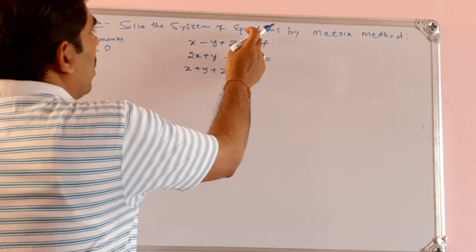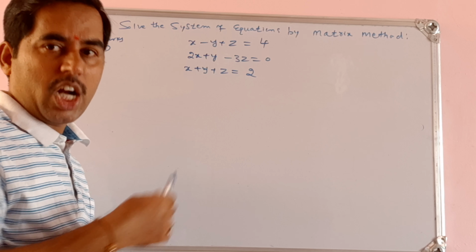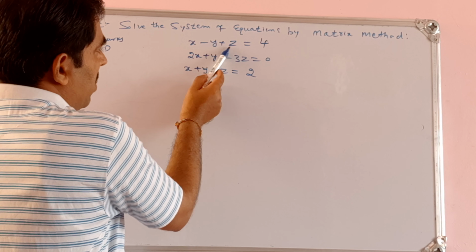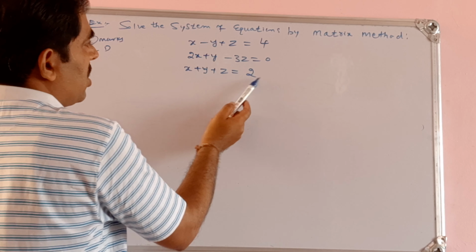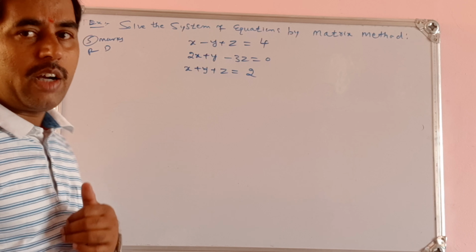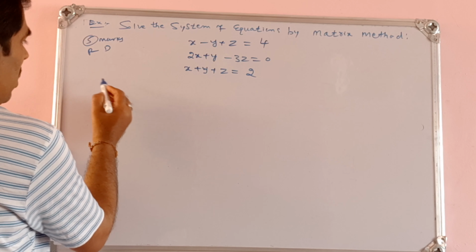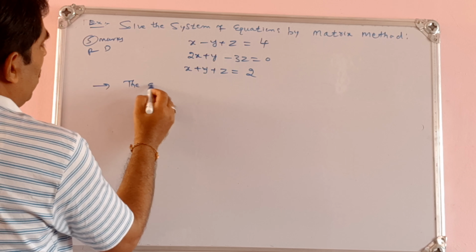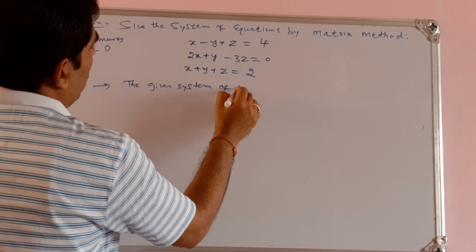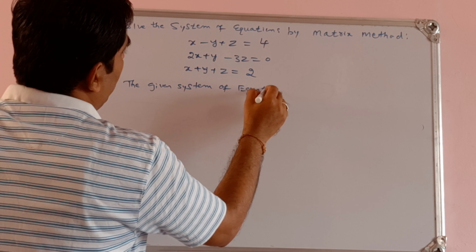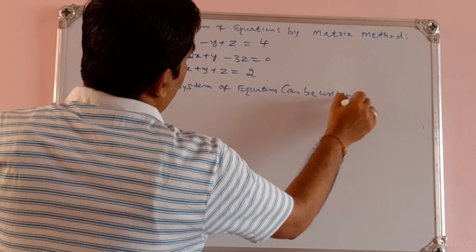Once again, we have 3 linear equations on the board. Let us check whether the equations are in standard form or not. x minus y plus z is equal to 4, 2x plus y minus 3z is equal to 0, x plus y plus z is equal to 2. Okay, so they are in the standard form, so we can start our solution. On the right hand side we have the constants here.